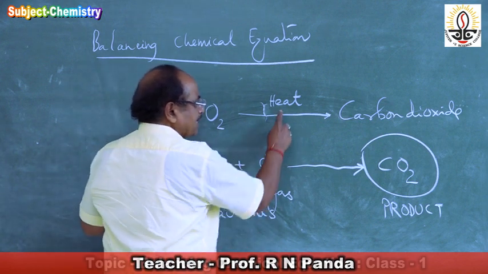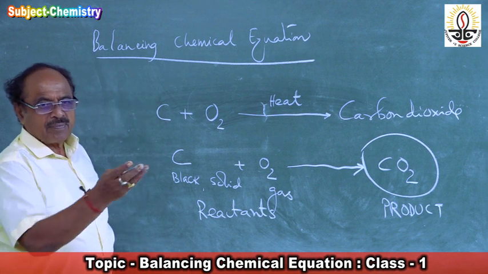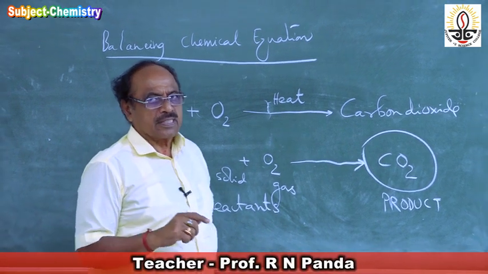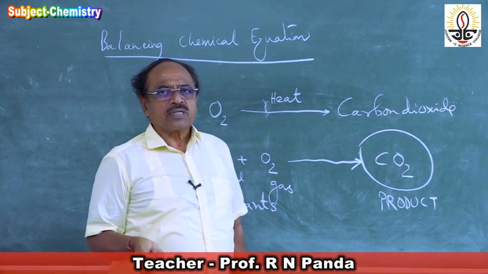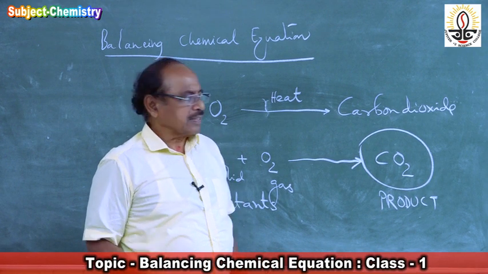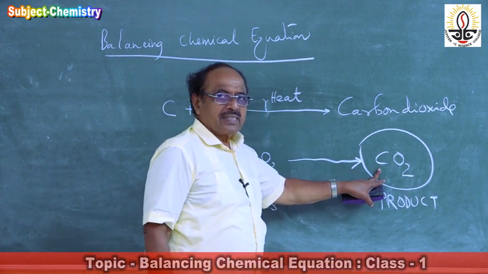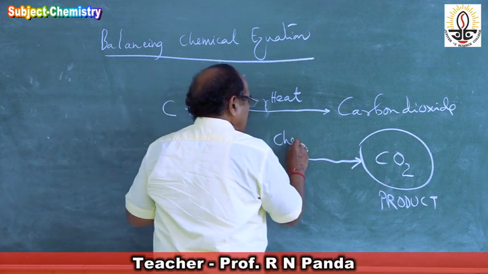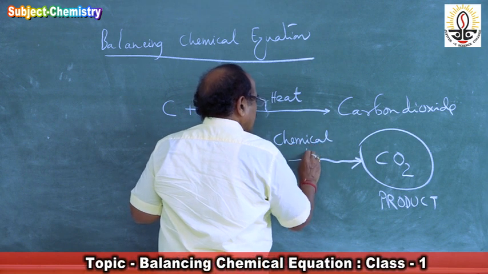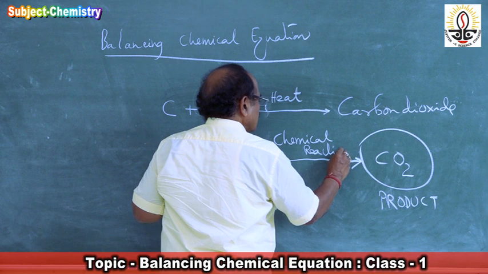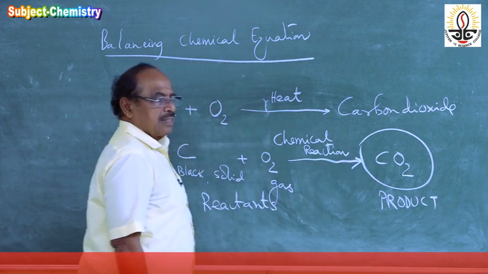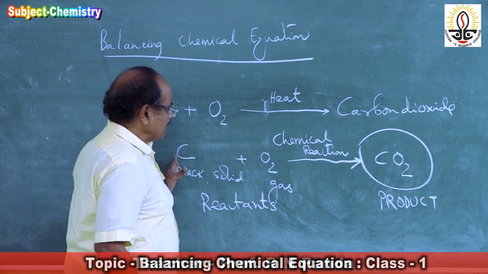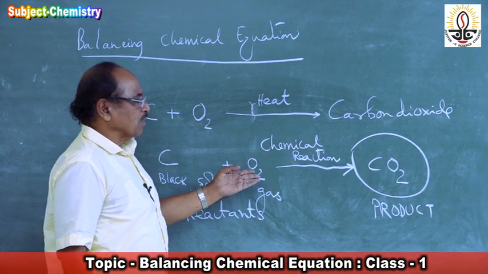How? Now we are heating them. If you keep carbon and oxygen together without heating, they will not react. But if you take carbon and heat it with oxygen, then the carbon will react with oxygen to form carbon dioxide. This carbon dioxide is the product, and these are reactants. They undergo a chemical reaction to produce the product. Now we are representing this by symbols and formulae.